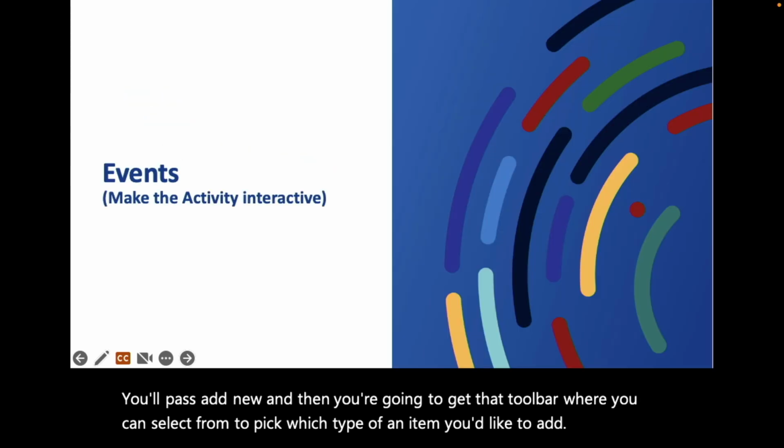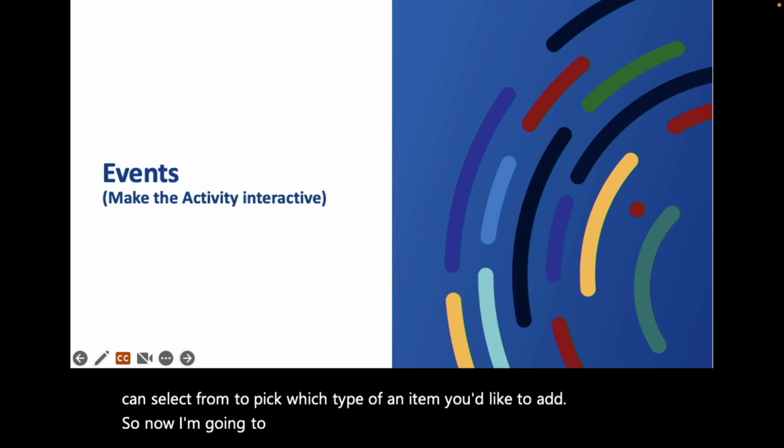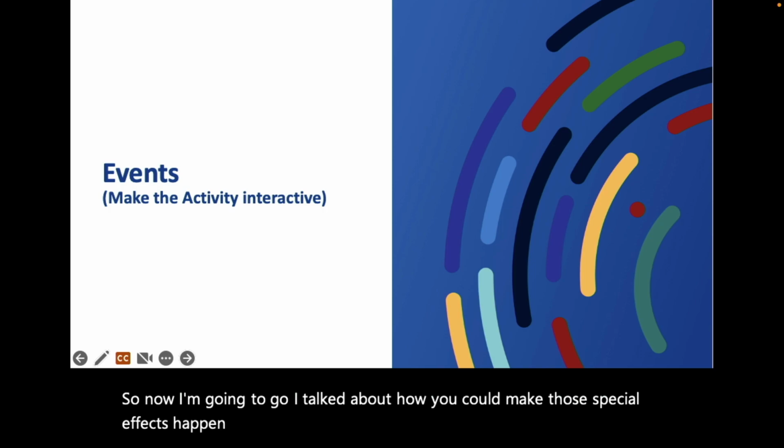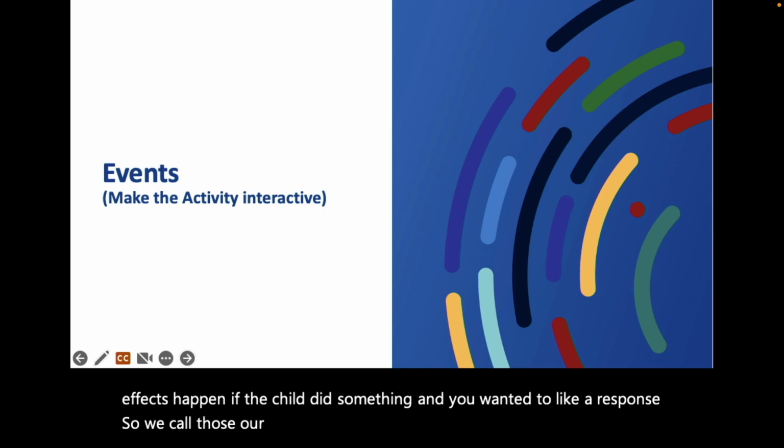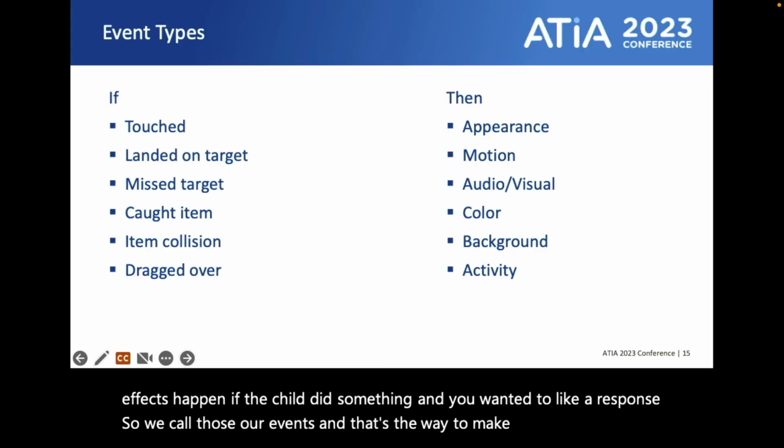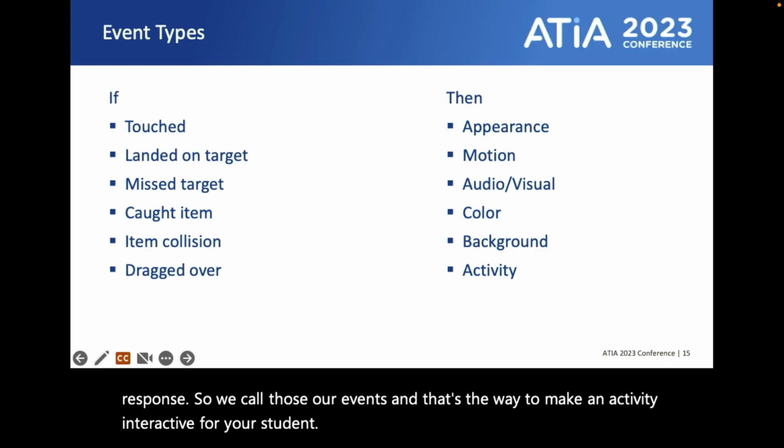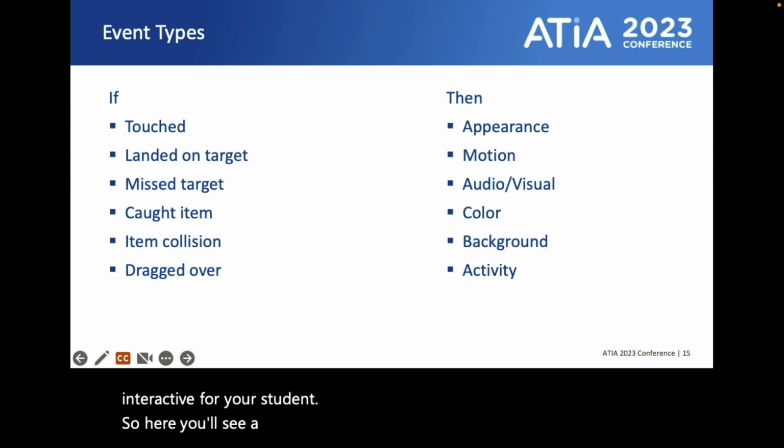Now, a minute ago I talked about how you could make those special effects happen if the child did something and you wanted a response. We call those our events, and that's the way to make an activity interactive for your student. So here you'll see a list of examples of some of those event types.